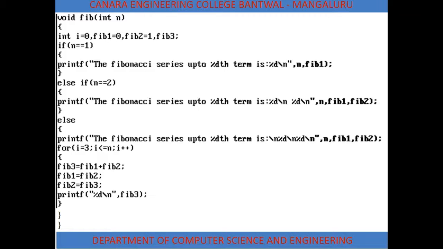So i equal to 3, i is less than or equal to n, i plus plus. Since I have taken fib1 and fib2, starting from the third number, so i equal to 3 since n is 5. So now 3 is less than or equal to 5, condition is true, so control will come inside the for loop. Now I'll compute the third Fibonacci number, fib3 equal to fib1 plus fib2. Fib1 is 0 plus fib2 is 1. So 0 plus 1, that is 1, will be the third Fibonacci number.